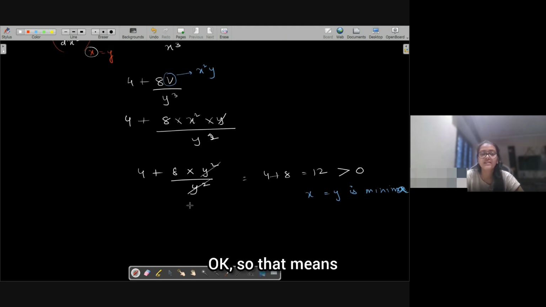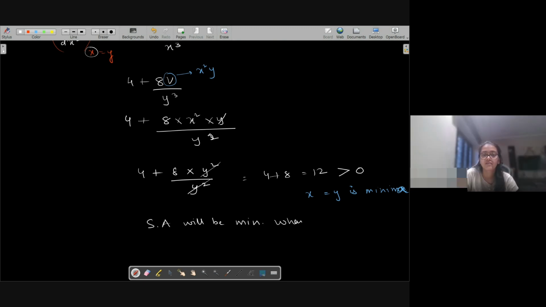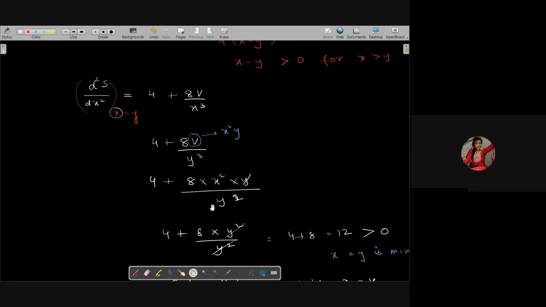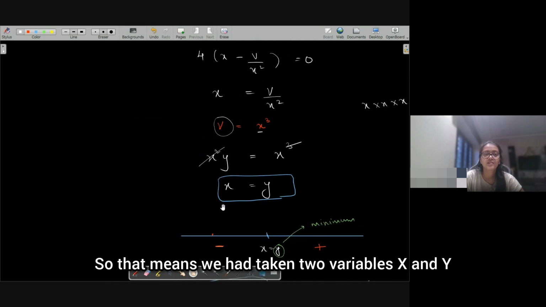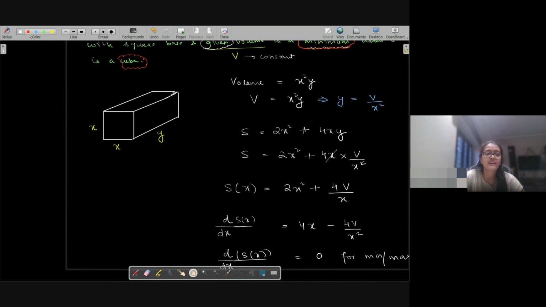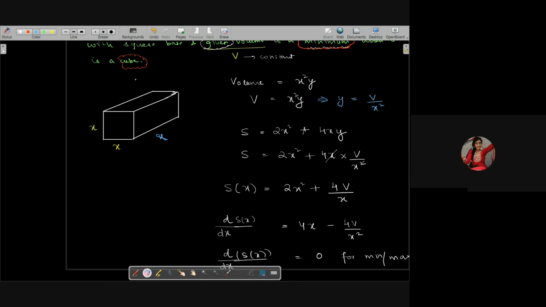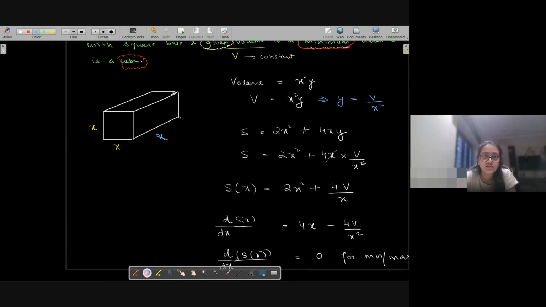So that means that the surface area will be minimum when x is equal to y. We had taken two variables, x and y. Now this y is also equal to x. So basically this will become a cube.